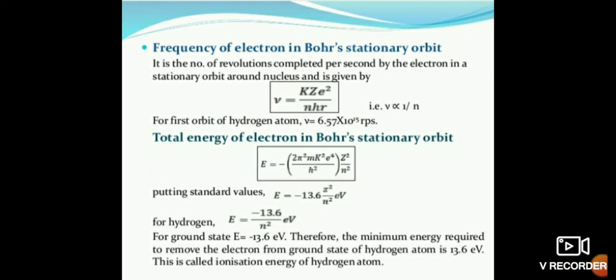Total energy of electron in Bohr's stationary orbit is given by E equal to minus 2 pi square m k square e4 upon h square, z square upon n square. Putting standard values, we get E equal to minus 13.6 z square upon n square eV. For hydrogen, E equal to minus 13.6 upon n square electron volt. For ground state, E equal to minus 13.6 electron volt. Therefore, the minimum energy required to remove the electron from ground state of hydrogen atom is 13.6 electron volt. This is called ionization energy of hydrogen atom.